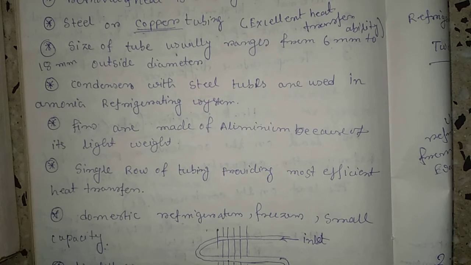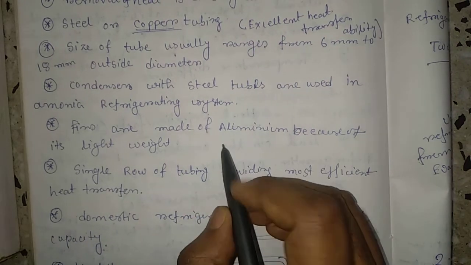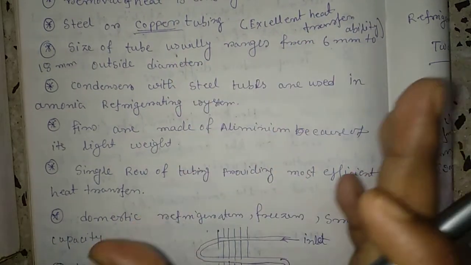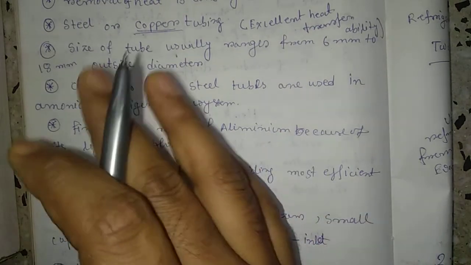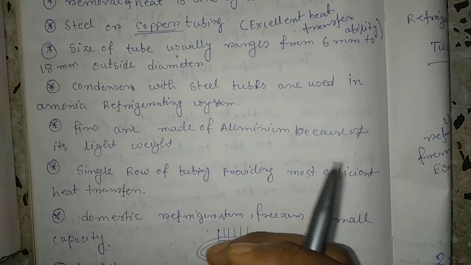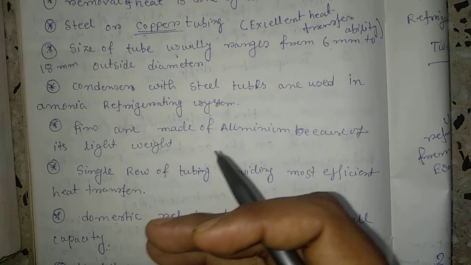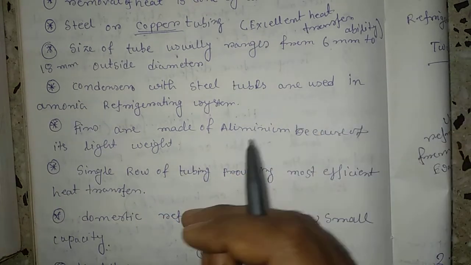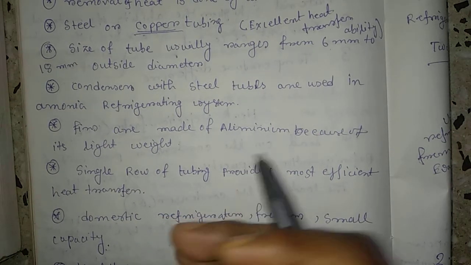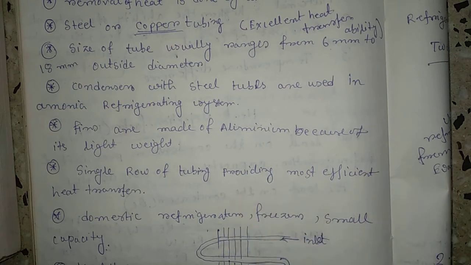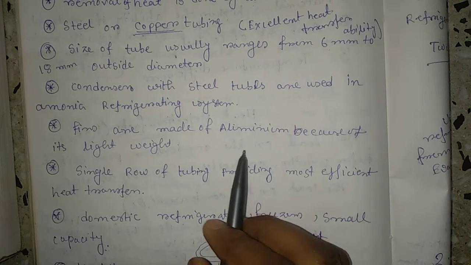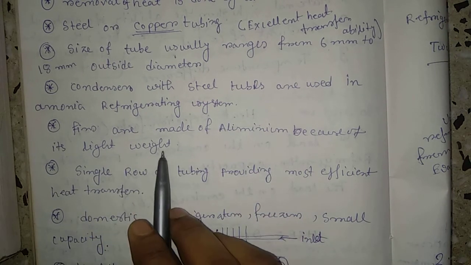As you all know, heat transfer occurs from the surface area of any object. As the surface area increases, the heat rejection capacity also increases. So the fins used in condensers are made of aluminium because of its light weight.